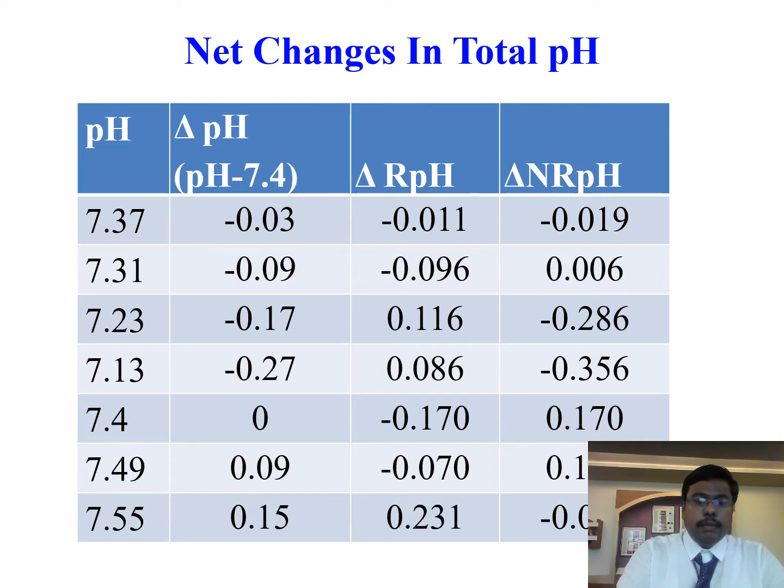If you look at the other example, pH 7.4, the delta pH is 0 because pH minus 7.4 is 0, and the change is due to both respiratory and non-respiratory components, but both are acting in opposite directions. The delta RPH is minus 0.170. The delta NRPH is 0.170. So both are equal but opposite, and the net change is 0. So this concept can be applied for any ABG report.